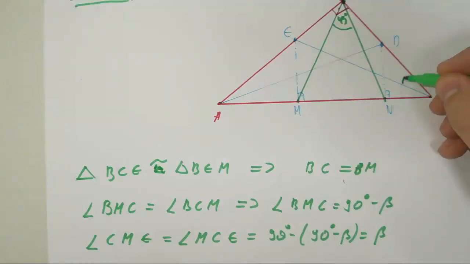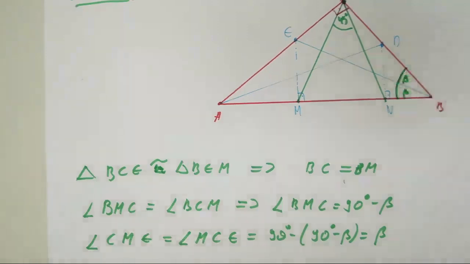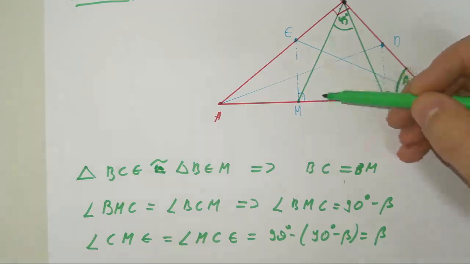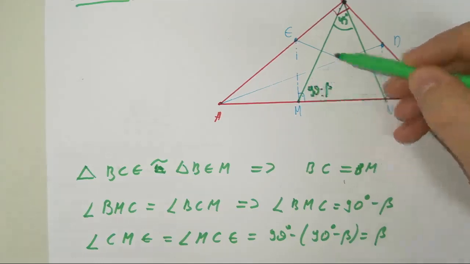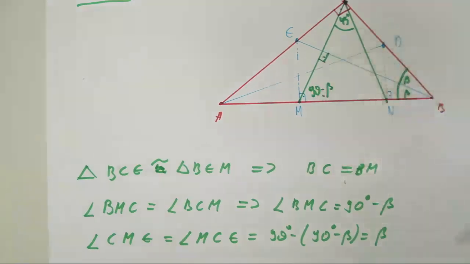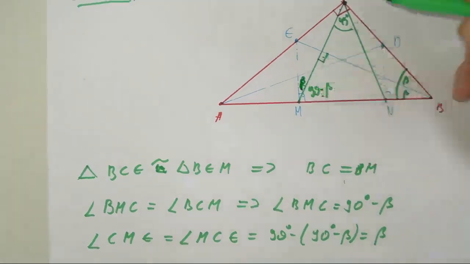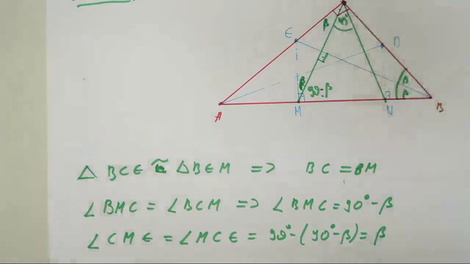I denoted this beta and this one beta because the line BE is angle bisector, so this is beta, this one is beta. It means that this angle here is 90 minus beta. That angle is a right angle here. So this is 90 minus beta. It means that this angle is beta. Also the same logic applies for this one. It's beta.